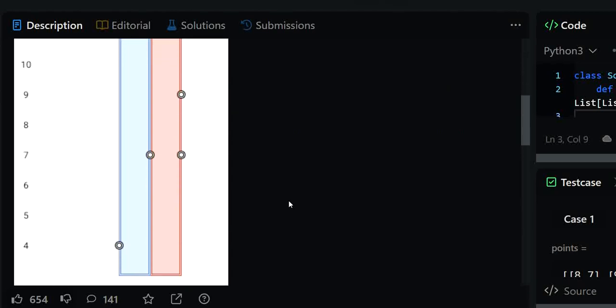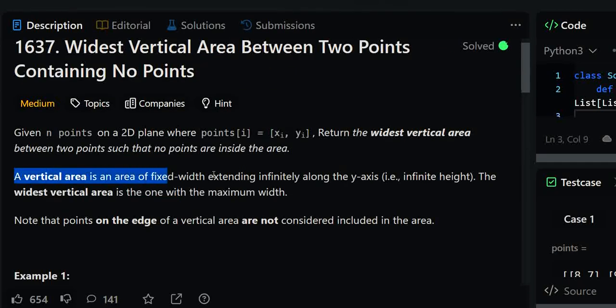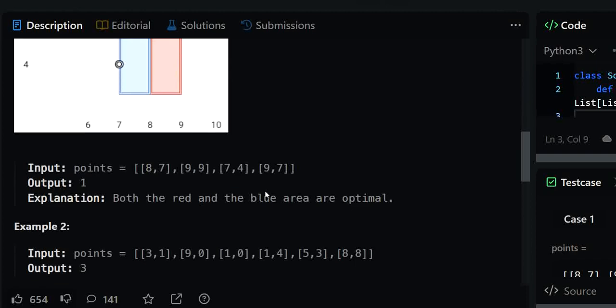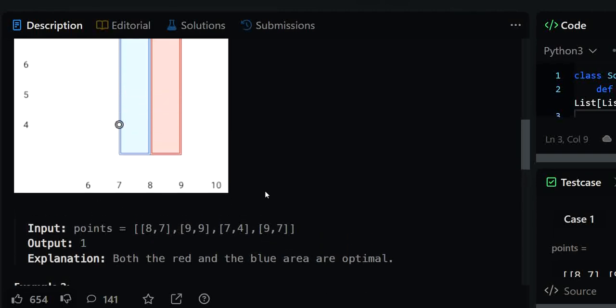So the first thing is very clear to us: we don't have to focus on the vertical area which is located along the y-axis, but we have to focus on the widest vertical area, which focuses on the maximum width. And if we are talking about 2D graphs or 2D planes, what is the width part? Width is something that we calculate from the x-axis, right? So the one hint that we are getting from the question statement itself is that we have to focus on the x-axis, not on the y-axis, right?